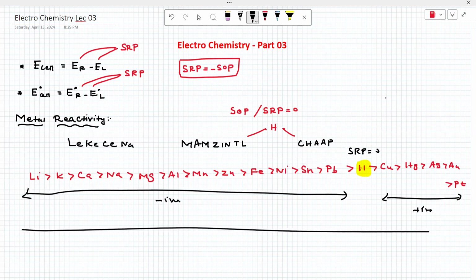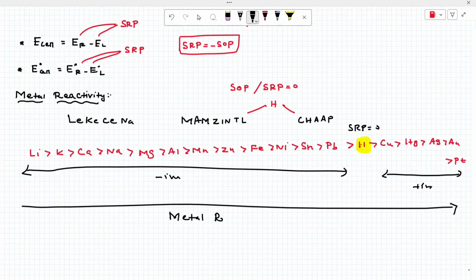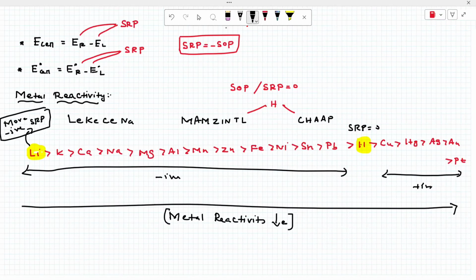See, from left to right, from lithium to platinum in the metal reactivity series, metal reactivity decreases. Please note. Which is the more reactive metal? Lithium. Lithium is the more reactive metal. Why is it more reactive? Due to the more negative value of SRP, lithium is the more reactive metal.